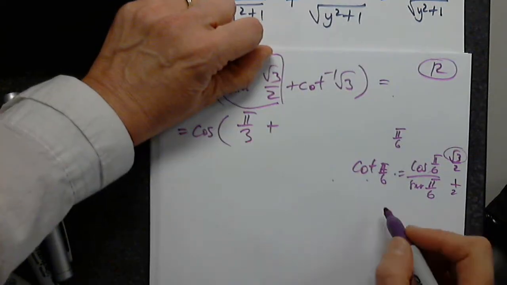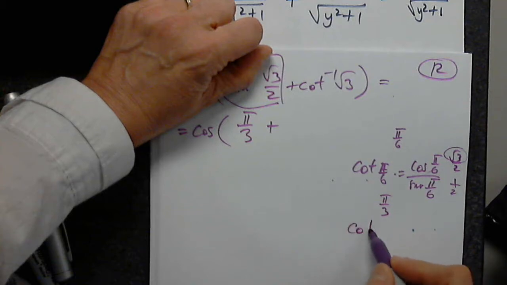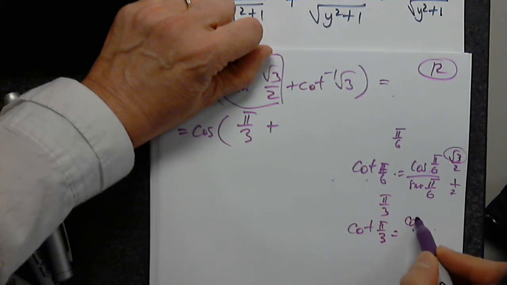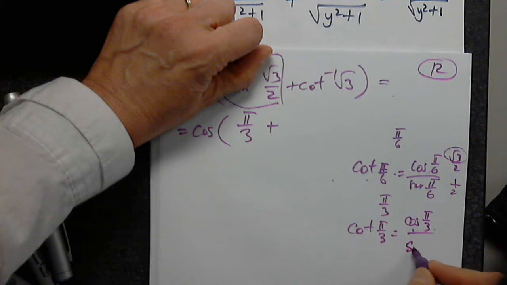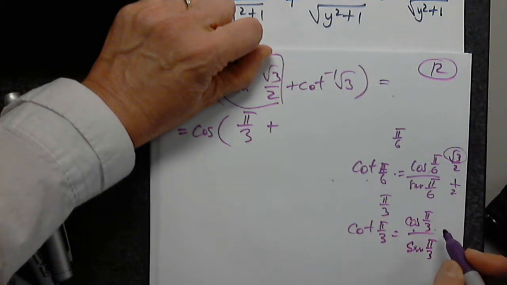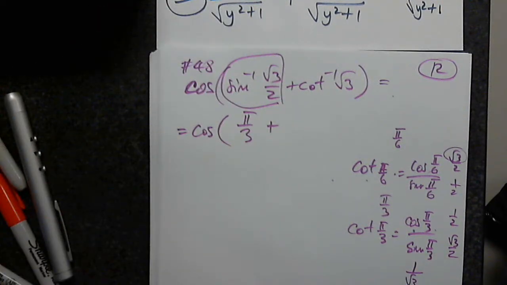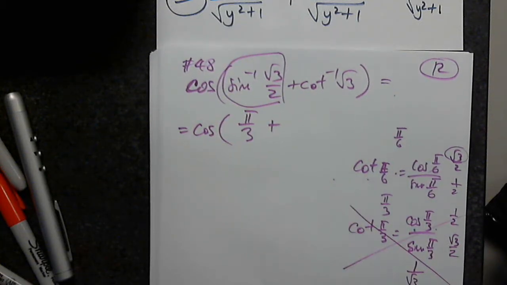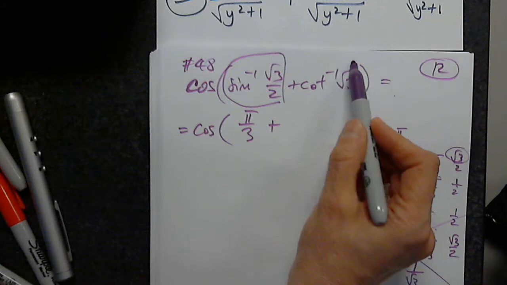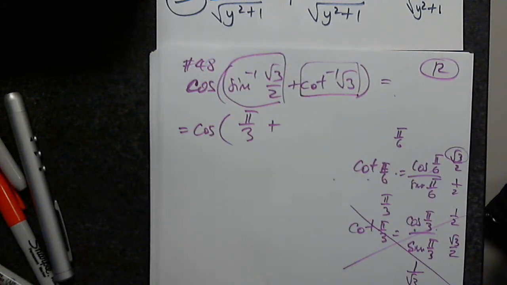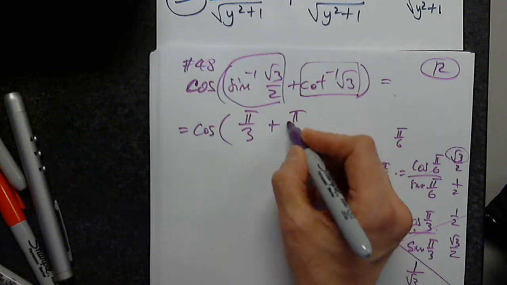Let's see the other one, for pi over 3. For pi over 3, cotangent pi over 3 will be cosine pi over 3 over sine pi over 3. But cosine pi over 3 is 1/2, and this one is the square root of 3 over 2. And when I flip, I get 1 over the square root of 3, which is a big trouble. I have to rationalize. So it cannot be this one. Does it make sense now? Yeah. So then what is the angle that represents this? Only one angle. Pi over 6.